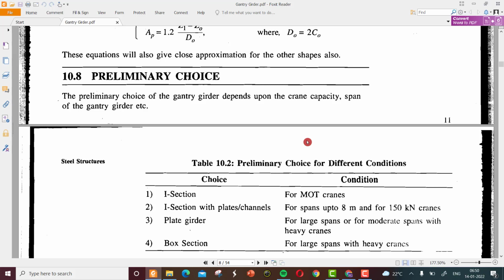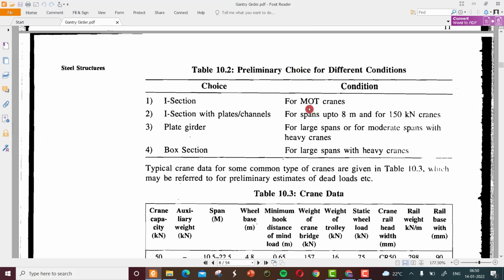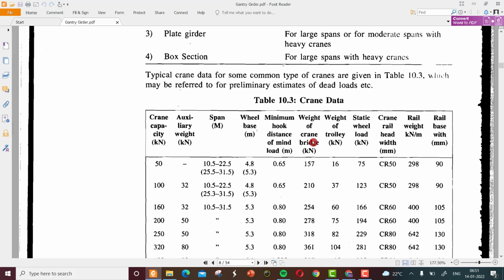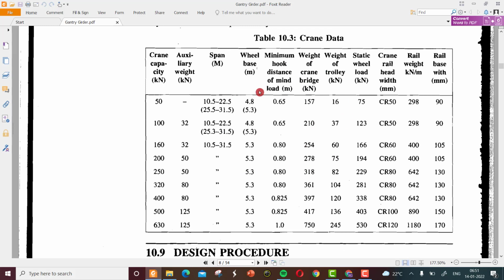And then the preliminary choices are normally, for a MOT crane, manually operated cranes, we will go for an I section. As the span increases, we go for an I section with plates or a channel at the top. Then a plate girder, which has a very high web, and for a large span, we'll go for a box section. These are the general guidelines followed by industries based on the capacity of the crane. The other values, like distances, wheelbase, weight of crane, are all detailed here.